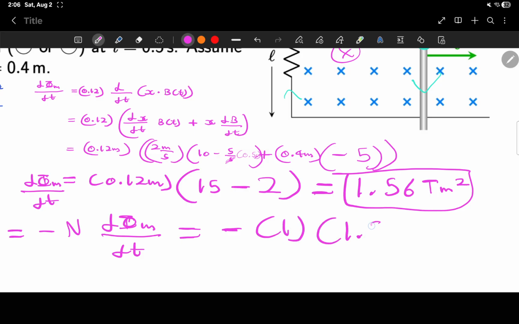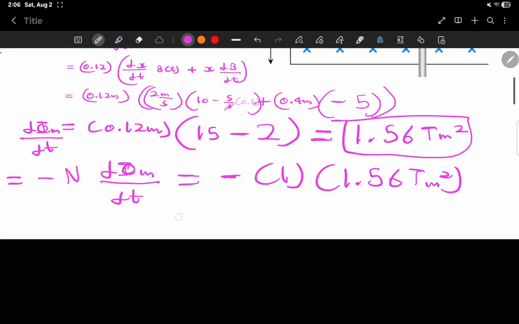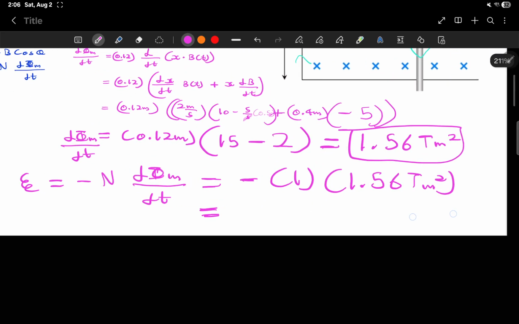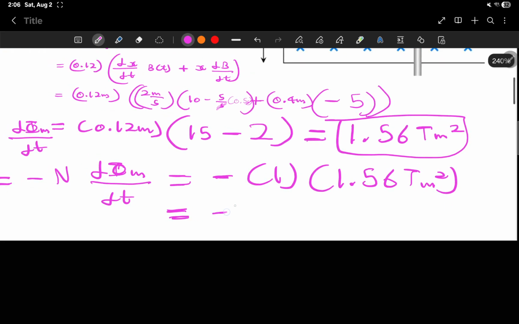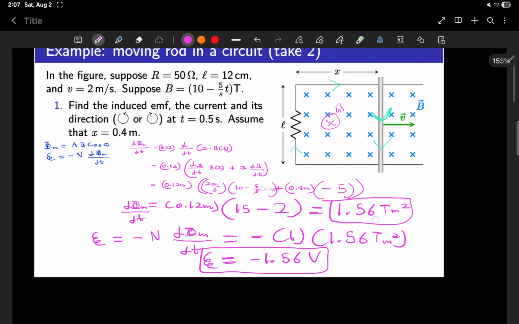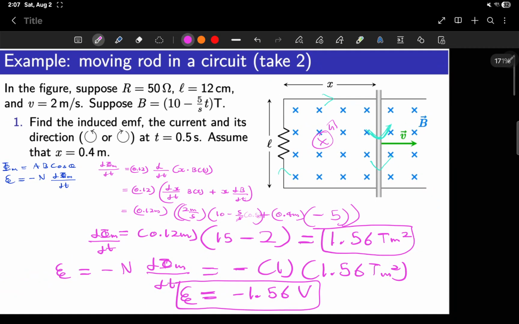And we plug in the change in flux. And we get an electromotive force that is negative 1.56 volts. So a negative EMF just means that our current is actually flowing.